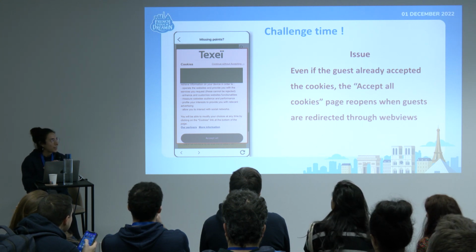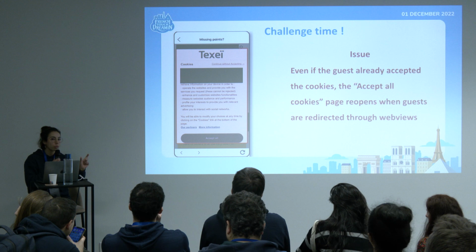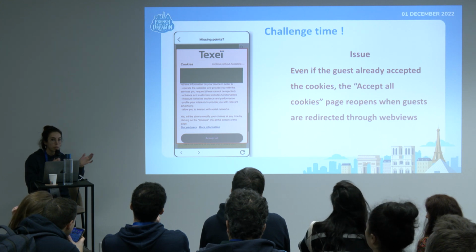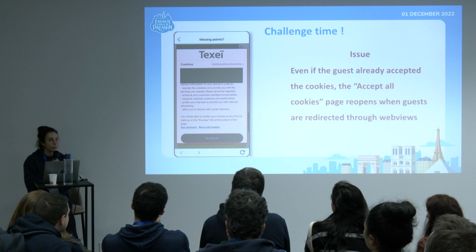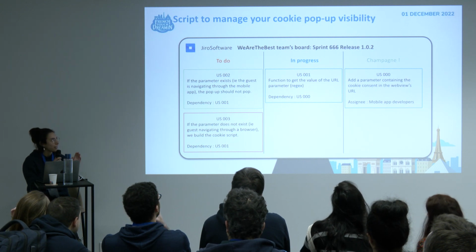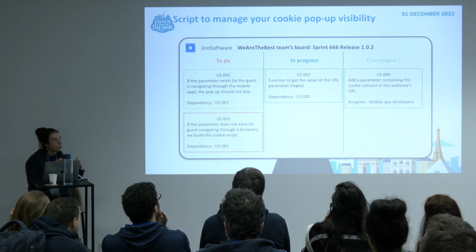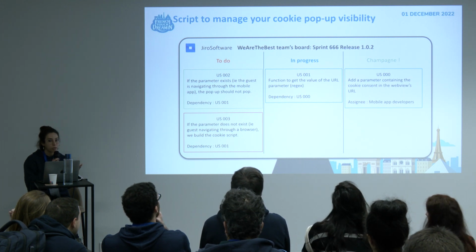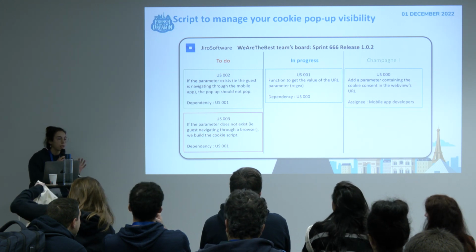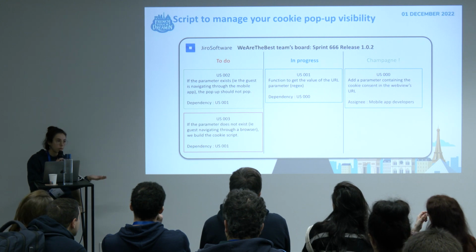This was a big problem. I brainstormed it with my teammates, and we realized that the problem is that when you go to a web view, you don't get the cookie consent of your guest, because there is no connection between your mobile app and your web view. So how can you deal with this? I am an agile fan, so I built a little board. So first of all, we had to talk with our mobile app developers and ask them to give us the cookie consent of the guest in the URL of the web view, so that we can get it and we can know whether the guest accepted or refused the cookies.